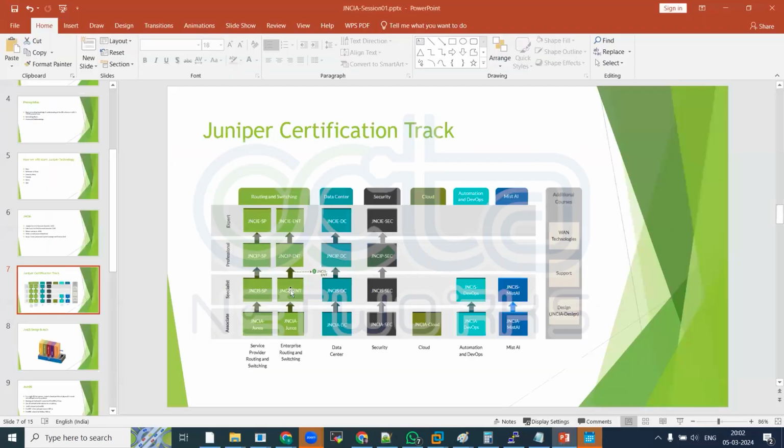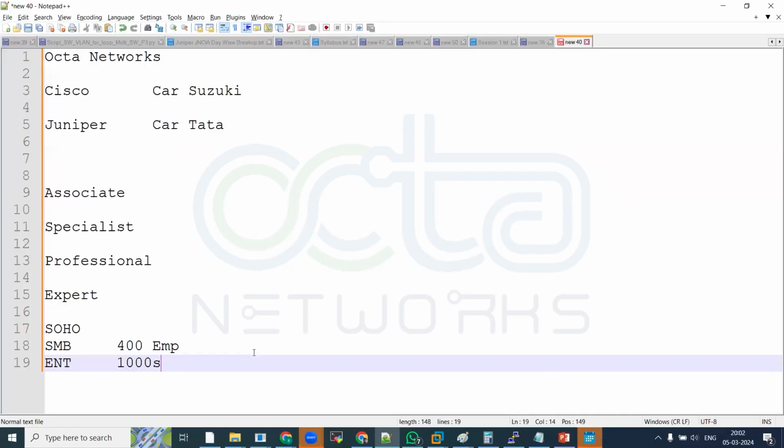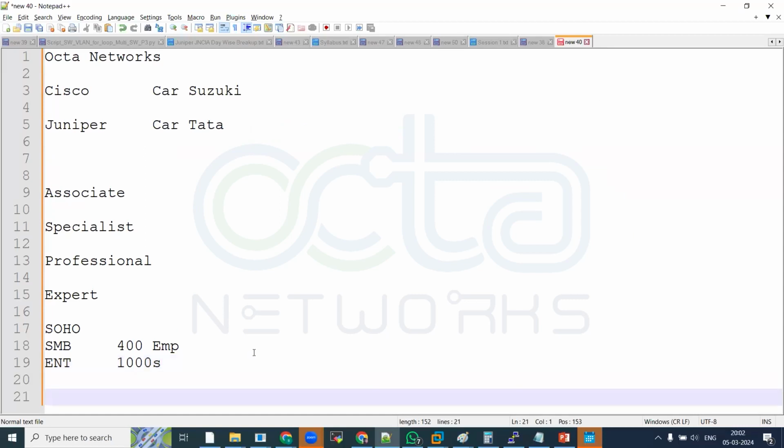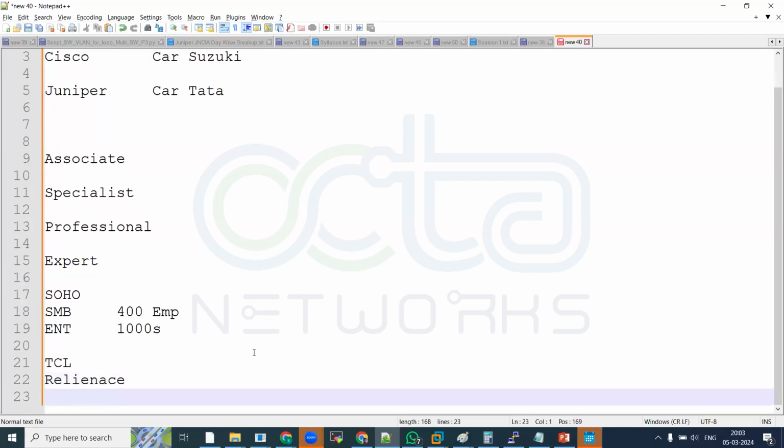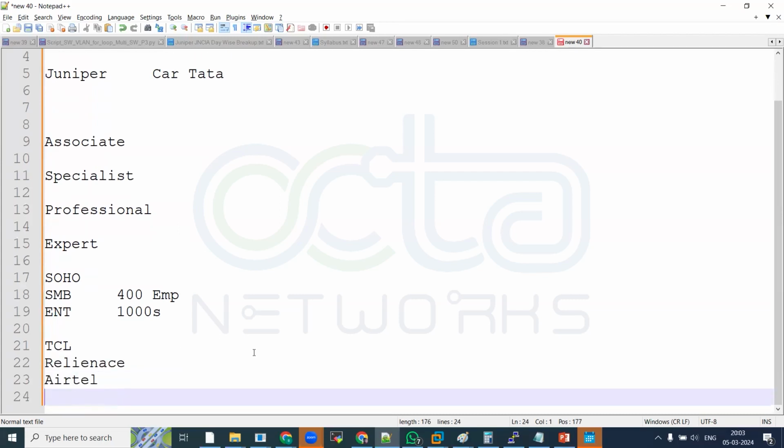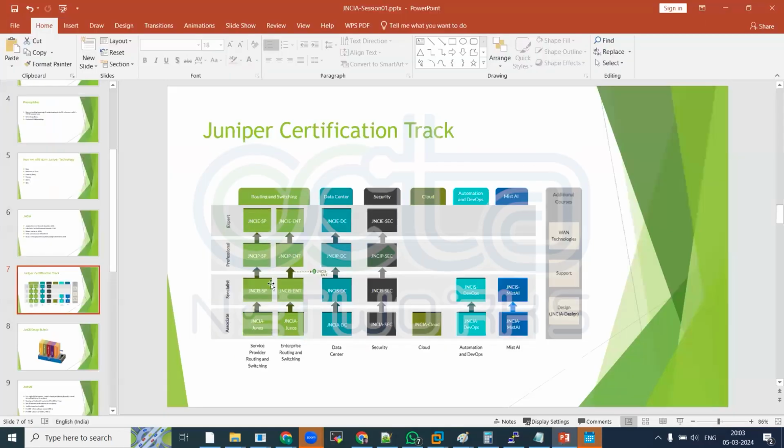So when we talk about routing, switching, it is enterprise. What about service provider? Let me give you another example, like TCL. Have you heard about this company? In India, there are tier one service providers. TCL, then we have Reliance, we have Airtel, right? So where are we going to put them? Obviously, these are service provider companies, right?